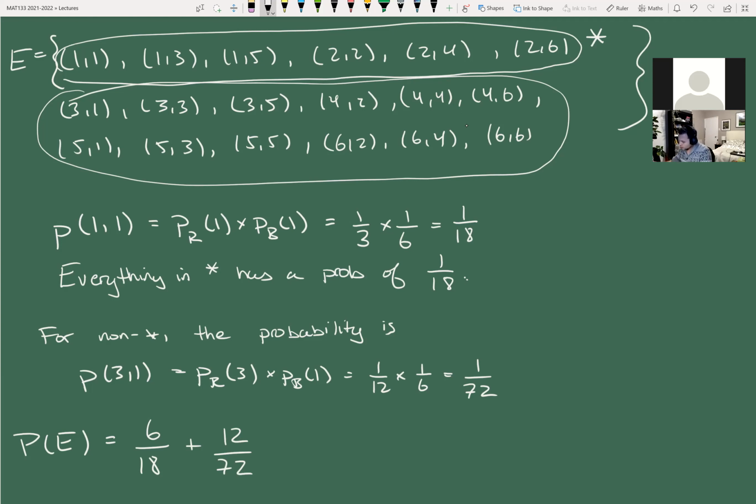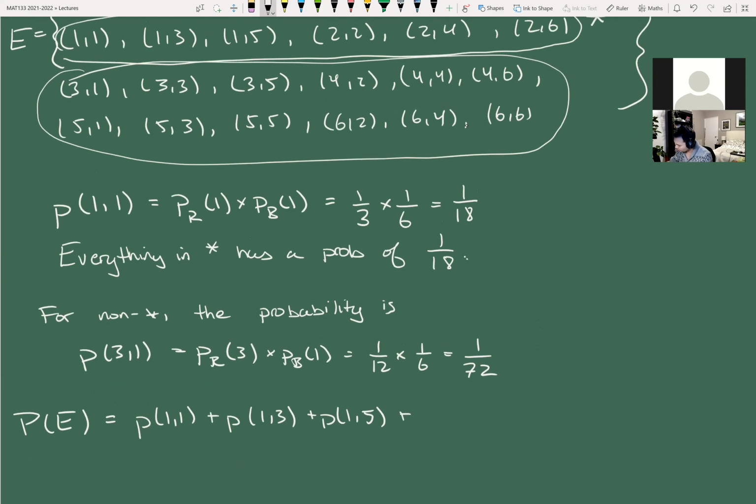Okay, sure. So the probability of E is the probability of every event in here, right? So this is the probability of 1, 1 plus the probability of 1, 3 plus the probability of 1, 5. Okay, now I'm not going to write down all 18 things, right? But what I'm going to do is just write down all these probabilities plus the probability of 6, 6, right? So pretend that I wrote down 18 of those things.